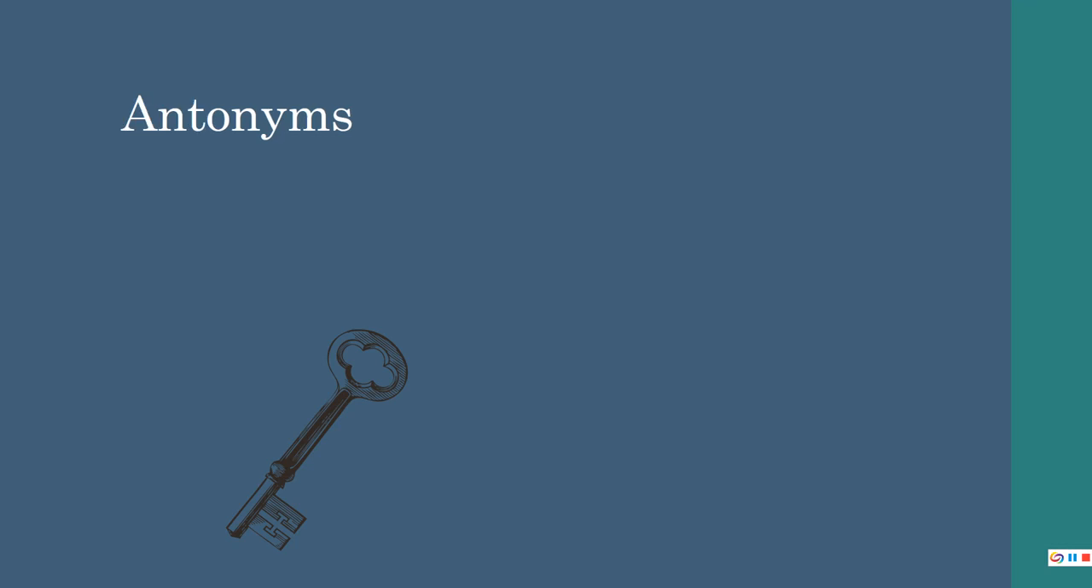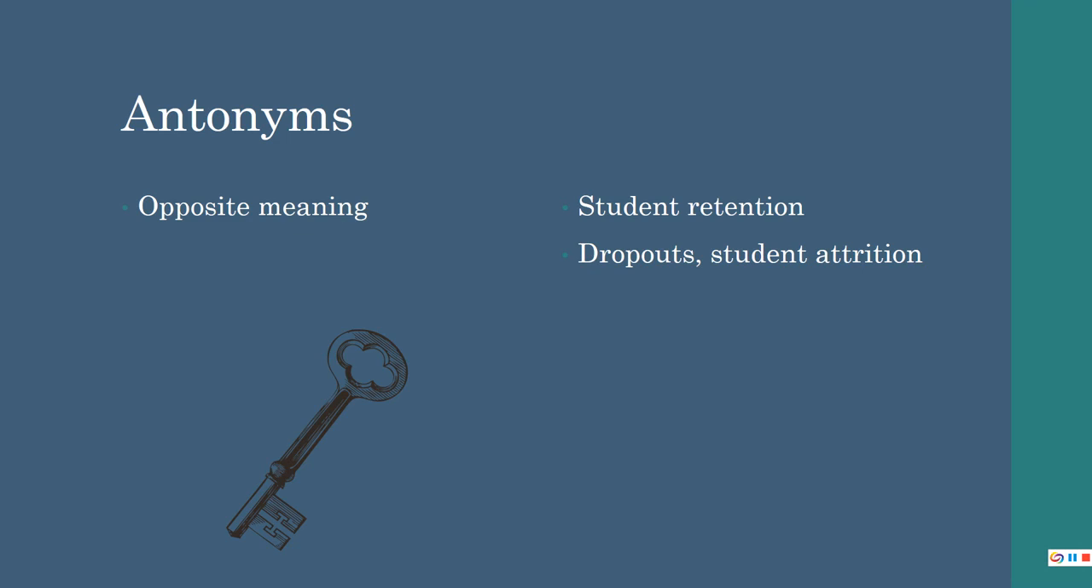Sometimes it can be useful to search for antonyms of your topic, words that mean the opposite. For example, if you are looking at student retention, you may also want to look at student dropouts or student attrition, in addition to synonyms such as student persistence and graduation.